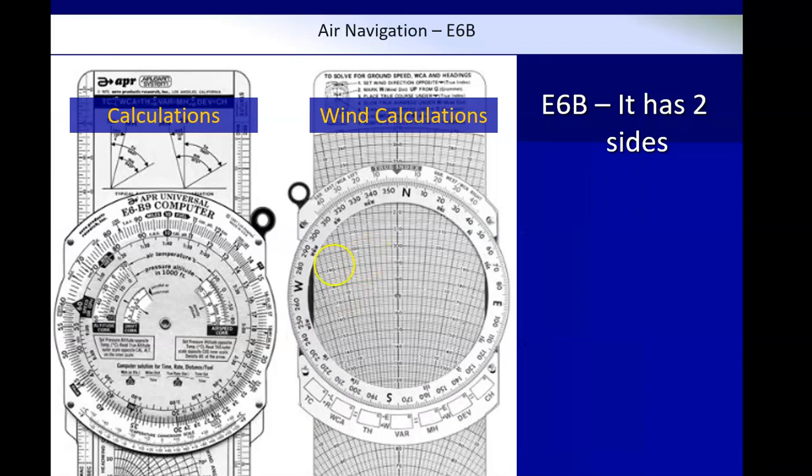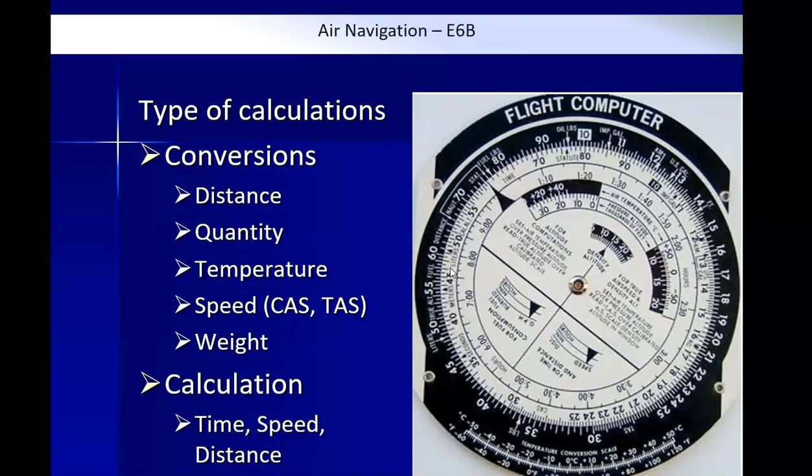For the E6, it has two sides. Again, we're going to concentrate on the computer side, but the back side is for your wind calculations. The type of calculations that this will do is distance, quantity, temperature, speed, calibrated and true airspeeds. It'll do weight calculations for you. And it will do time, speed, distance, and fuel, gallons per hour, time, and volume.